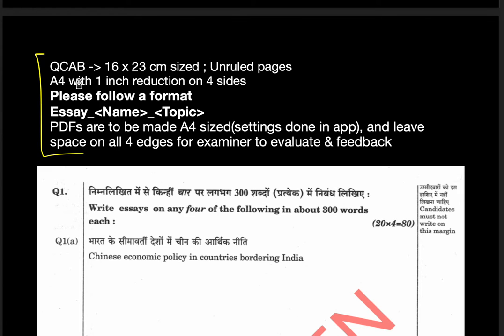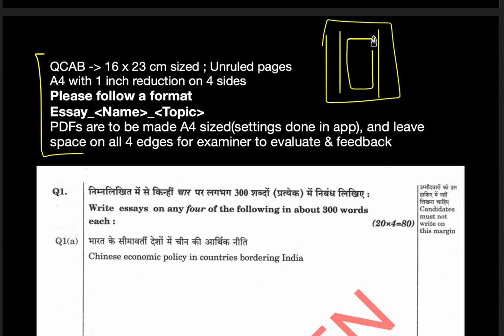Now, your QCAB is 16 by 23 unruled A4 with 4 inches. I have already taught this to you. You know the sizes, you know how it is to be done. I'm not going to teach you again and waste 10 minutes of my time and your time. Your time is equally important as mine, and I respect the students' time. That is why I don't take long lectures, because I don't find the use in it.